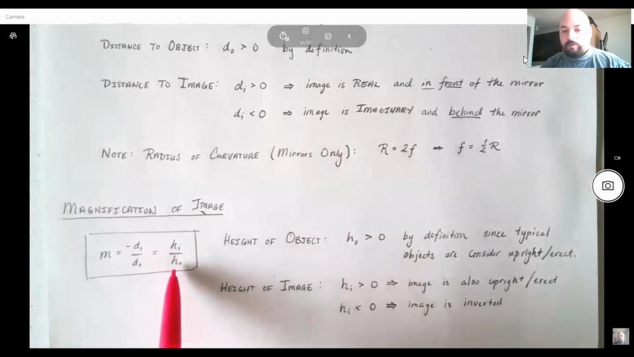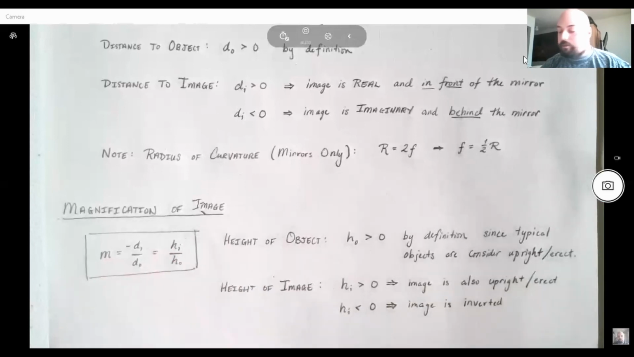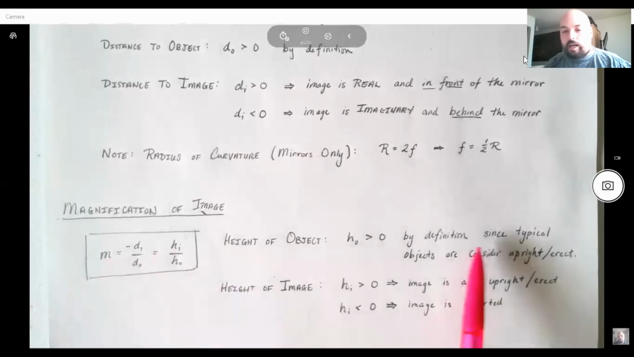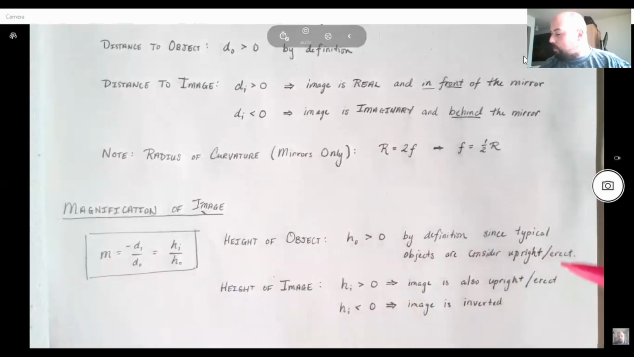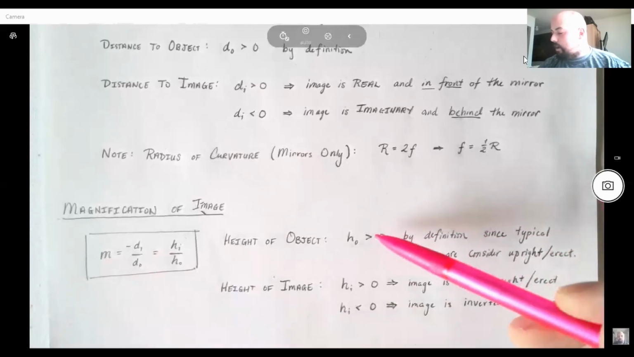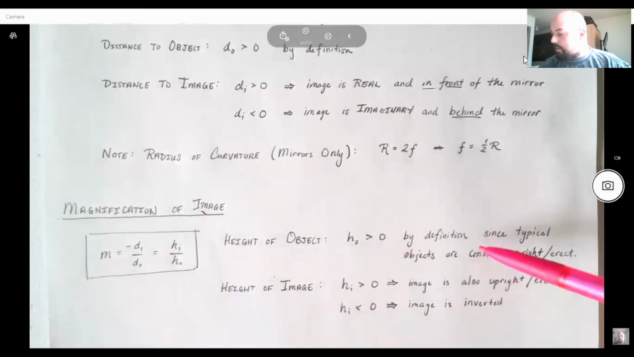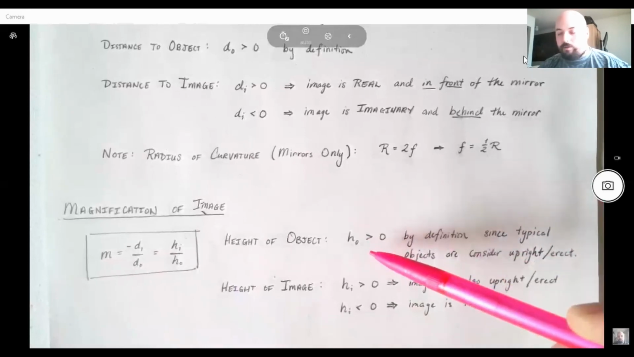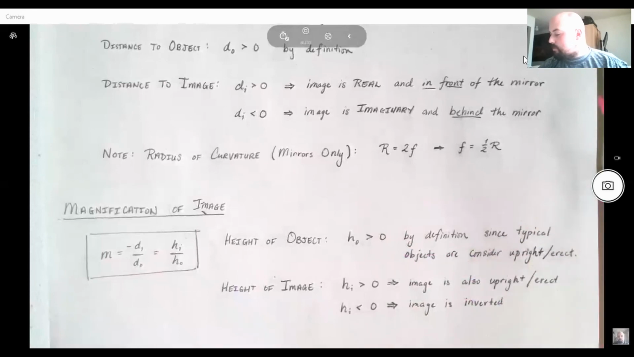Here, for the heights ratio, to find magnification, it's simply the height of the image over the height of the object. Here, again, I define just as above with the focal points, focal lengths and distances. The height for the object is by definition a positive value for a single lens or mirror, since typically the object is always considered upright, or sometimes called erect in some cases. They're interchangeable in the case of geometric optics. It's just a preference on how you want to describe those images or objects.